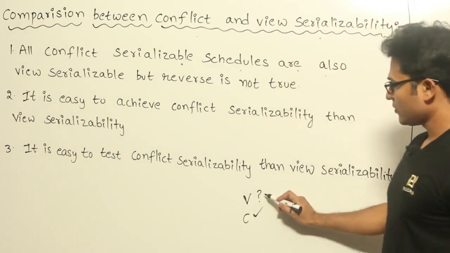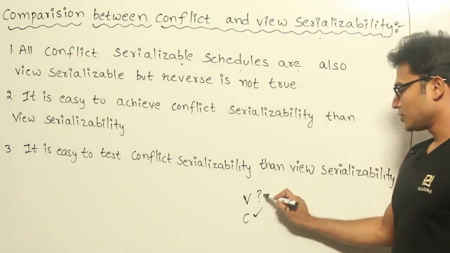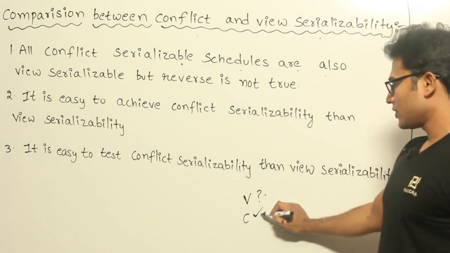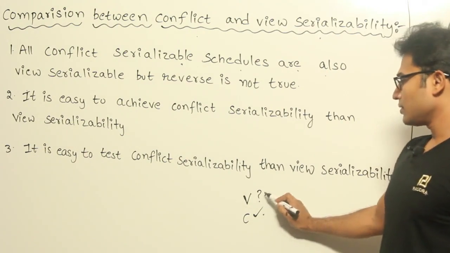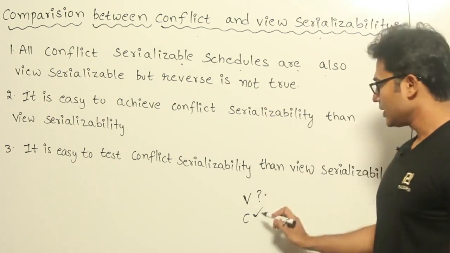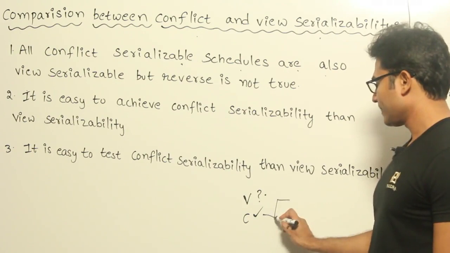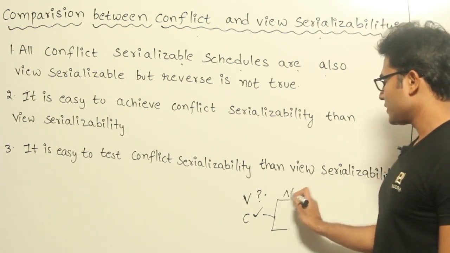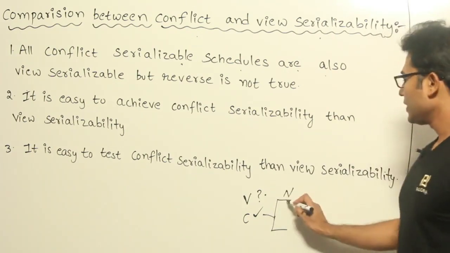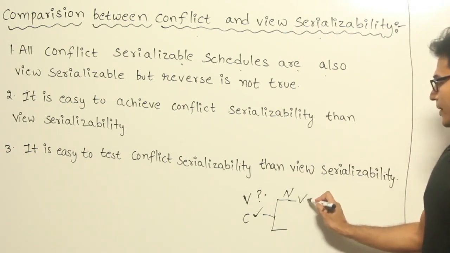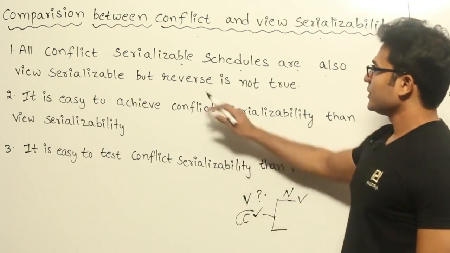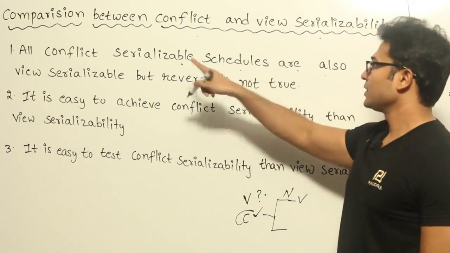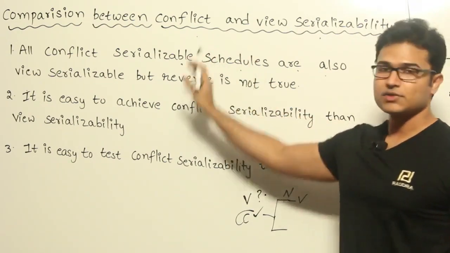If the question is find out whether the schedule is view serializable or not, you found out whether it is conflict serializable or not. Now if it is conflict serializable, you are saying that it is also view serializable. But then if it so happens that it is not conflict serializable, then still there is a chance that it might be view serializable. Got it? So that is where the problem is. So that is the meaning of this point. Every conflict serializable is view serializable, but the reverse is not true.